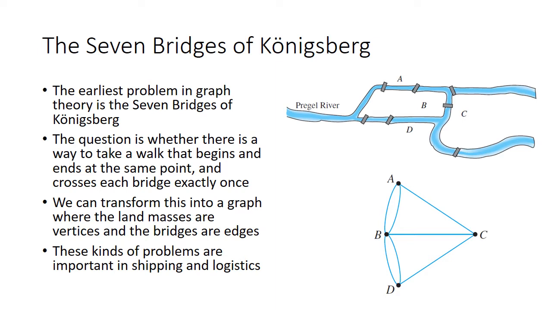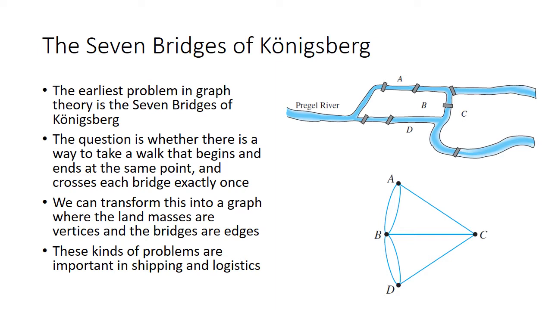So the question here is, we're in a city called Königsberg, which is actually in Russia, and we want to know if there's a way to take a walk that begins and ends at the same point and crosses each bridge exactly once. And you can see in the map there that there are 7 bridges, and there's also 4 land masses. There's the 2 sides of the river, A and D, and then there's B and C, which are islands in the river. So we can actually transform this problem into a graph where the land masses are represented by vertices, and then the bridges are edges.